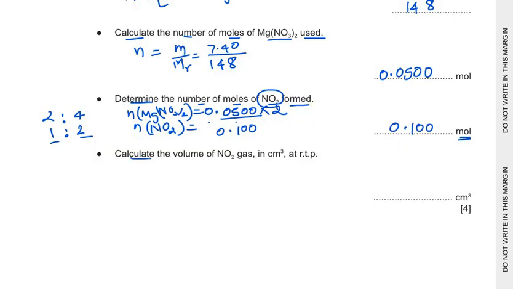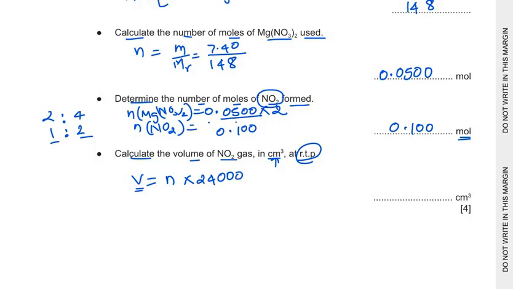Now it's written, calculate the volume of nitrogen dioxide gas in centimeter cube at RTP. Now remember, this is centimeter cube. Now if we have volumes, we can multiply: volume is equal to moles into 24,000.